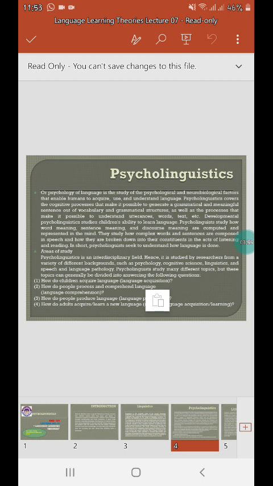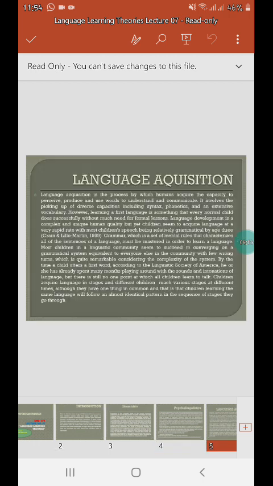How do children acquire language? That is the main focus. Language acquisition. How do people process and comprehend language? Language comprehension. How do people produce language? Language production. And how do adults acquire a new language? Second language acquisition and learning.